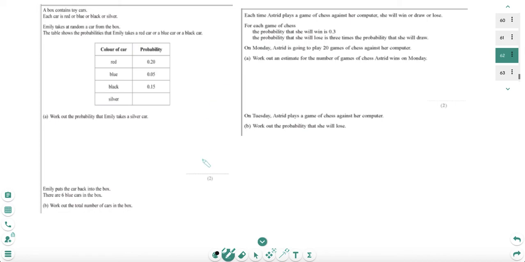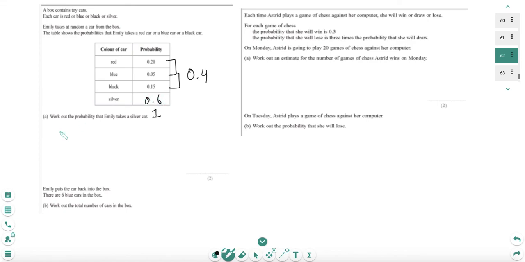A box contains toy cars. Each car is red or blue or black or silver. Emily takes at random a car from the box. The table shows the probabilities that Emily takes a red or blue or black car. Work out the probability that Emily takes a silver car. Well, we know all probabilities must add up to one whole. So 0.2 plus 0.05 plus 0.15 add up to 0.4. So this has to be 0.6.